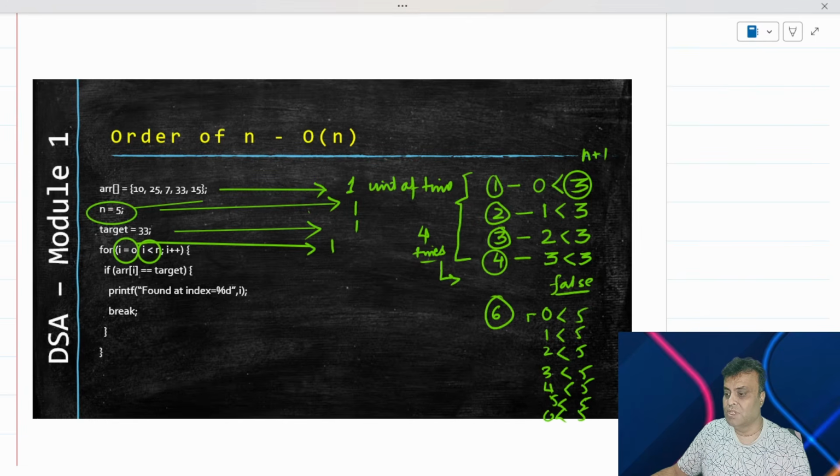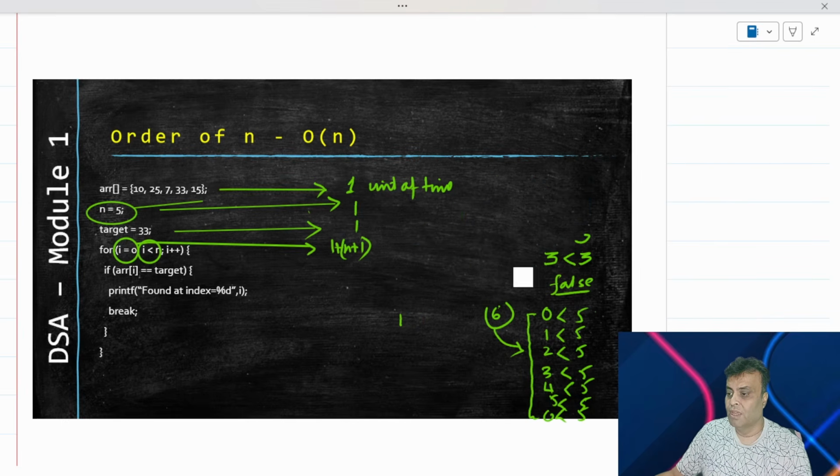And how many times do you think this actually ran? It ran for 6 times, right? The check ran for 6 times, but you had 5 elements. So basically we are talking n plus 1 times. So I less than n is going to execute for n plus 1 times, right? So I'll write like this.